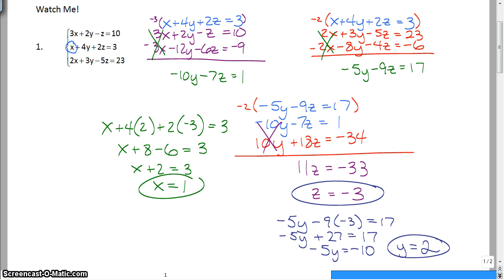Last thing, remember you must write systems as an ordered pair, or in this case, now that we have 3 variables, it's an ordered triple. Our final answer is 1, 2, negative 3, written as an ordered triple, and I highly advise that once you are finished, you take your calculator and you go back and you substitute 1 in for x, 2 in for y, and negative 3 in for z, and you make sure that all 3 of these equations work.